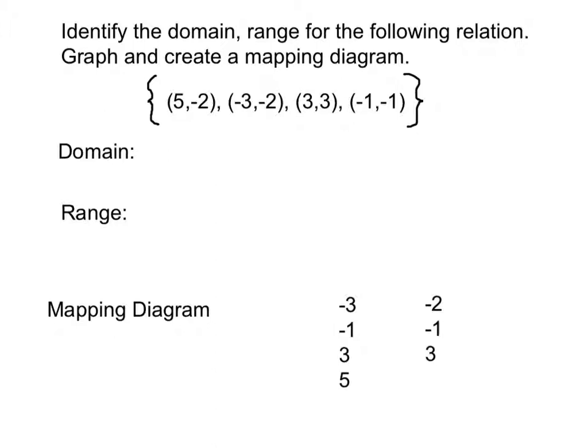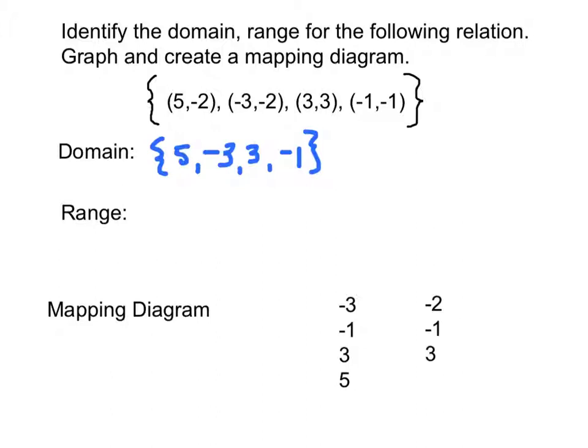The domain is the set of the first component in each of the ordered pairs. And so the domain is going to be the set that includes 5, -3, 3, and -1. I'm using the first component in each of the ordered pairs to create the set for the domain.